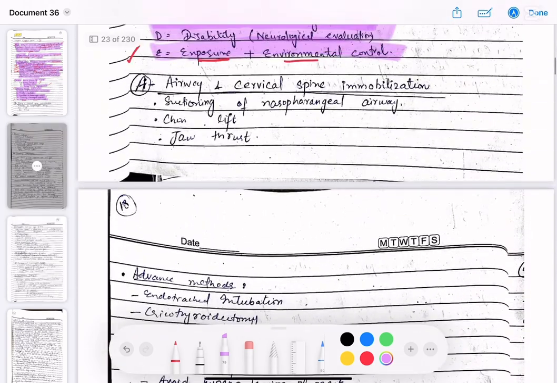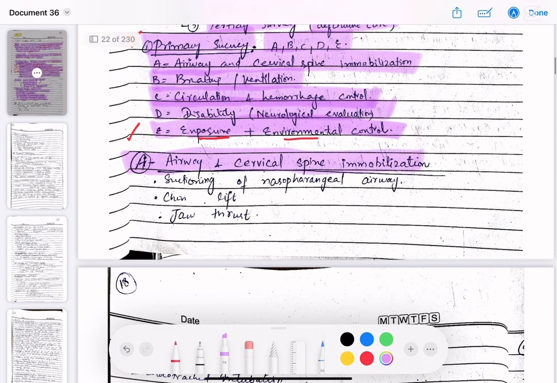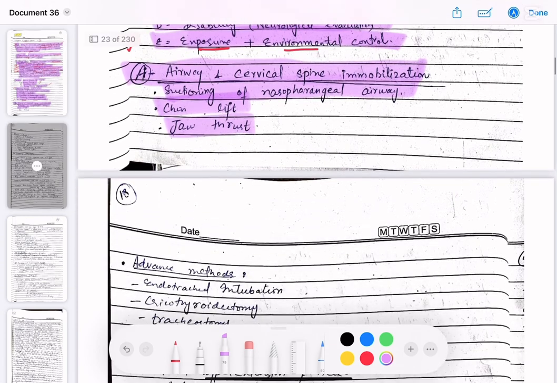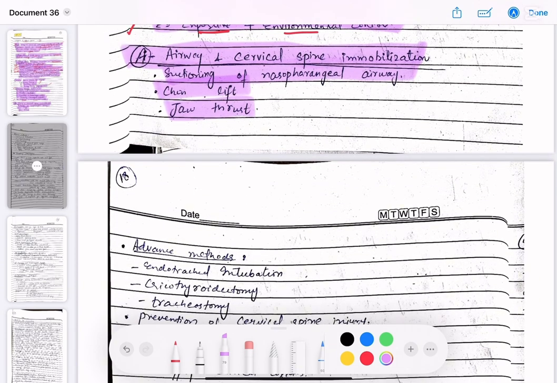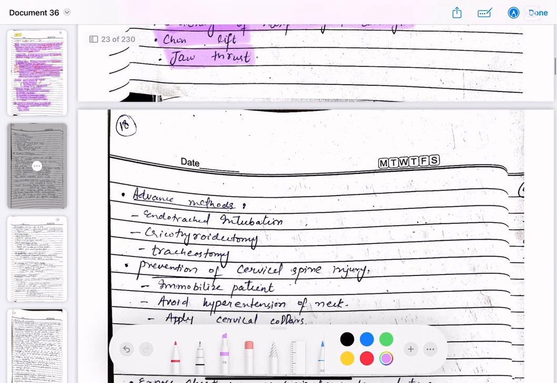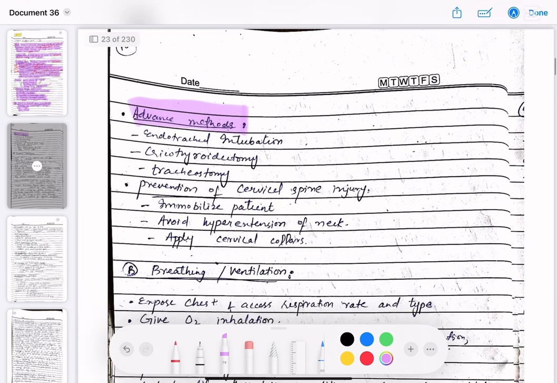In airway and cervical spine immobilization, we do suctioning, nasopharyngeal airway, chin lift, and jaw thrust. The advanced methods for airway are endotracheal intubation, cricothyroidotomy, and tracheostomy. The prevention of cervical spine injury is done by immobilizing the patient, avoiding hyperextension of the neck, and applying cervical collars.